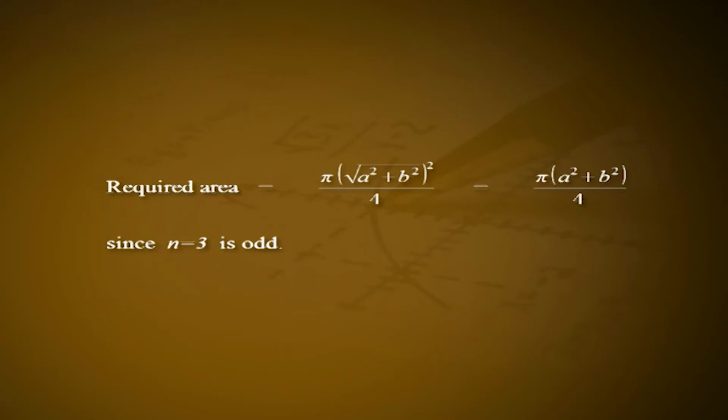Required area is equal to pi into square root of a square plus b square whole square divided by 4, which is equal to pi into a square plus b square divided by 4 since n is equal to 3 is odd. Let me conclude this session.